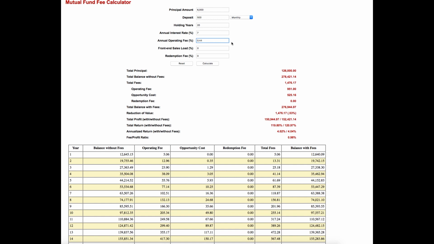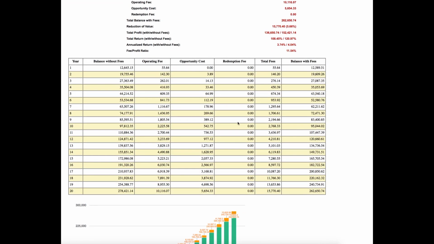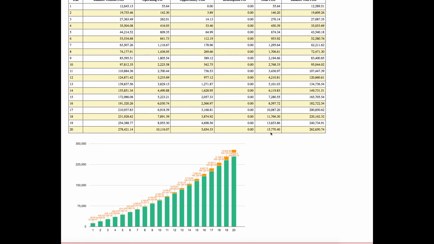Now, this is actually a large cap index, basically an S&P 500 index, but even that cost me 44 basis points. Now let's calculate that for 20 years with the same numbers. So we've still had $126,000 total invested, right? But if we go down to 10 years, I notice that I've already paid $2,768.33. After 20 years, that number jumps up all the way to $15,770.40.